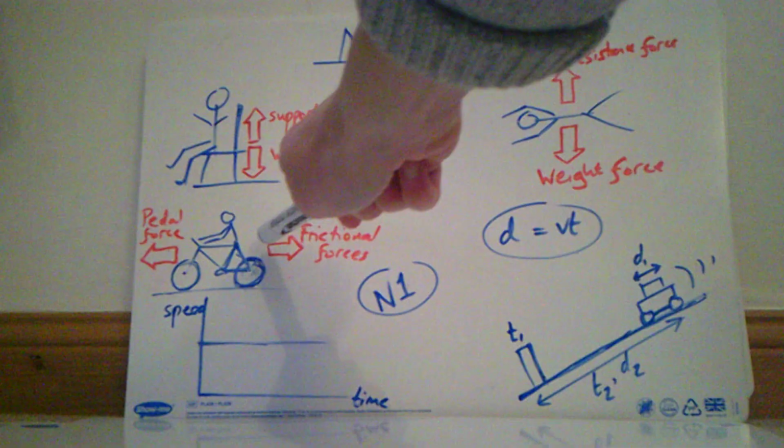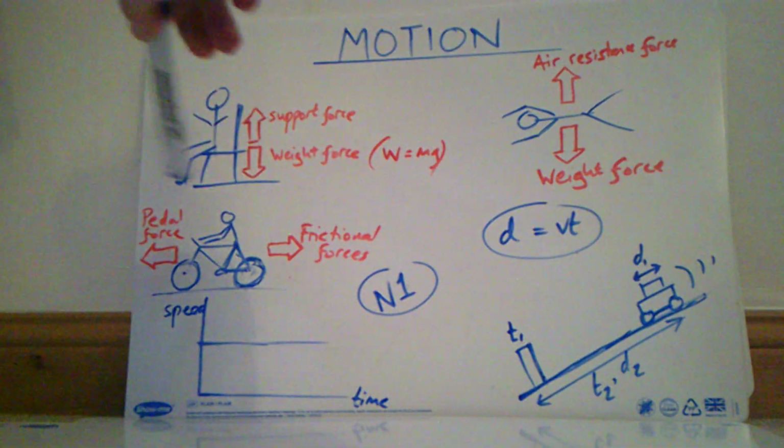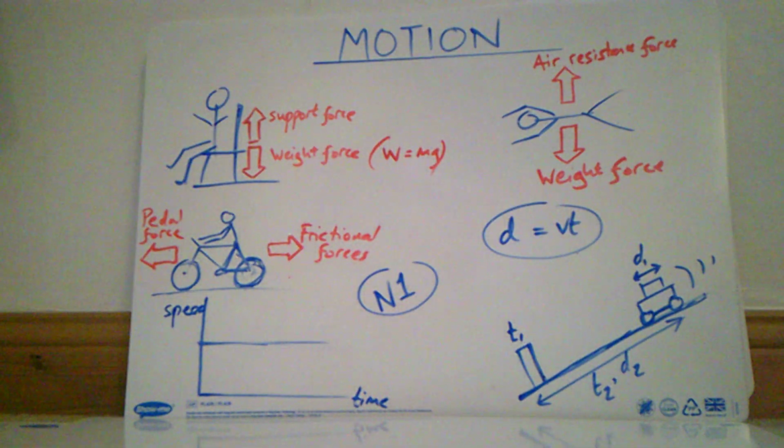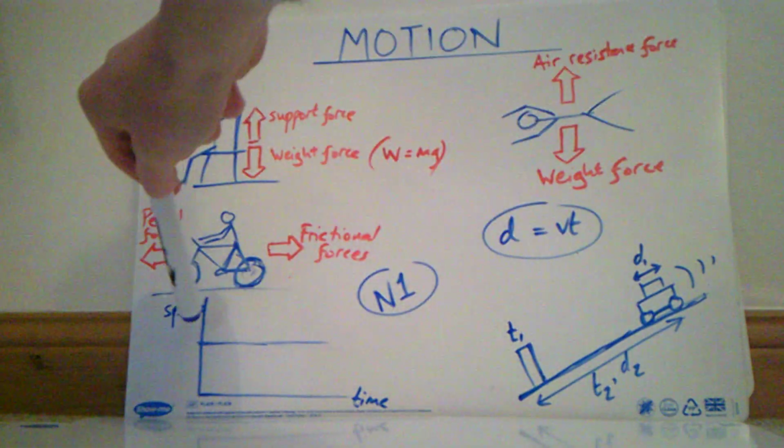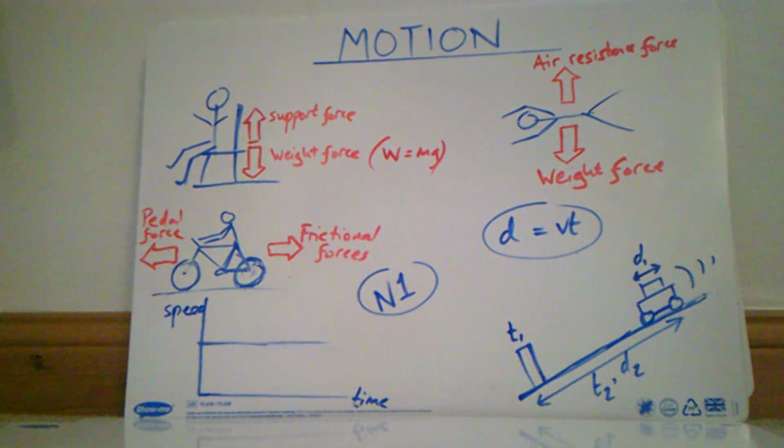If you're pedalling your bike at top speed, your pedalling forwards force is matched by the frictional forces acting backwards. The forces are balanced and you are at top speed. So with forces balanced, you can be at rest or you can be going at steady speed. On a speed time graph, steady speed is like that, obviously.